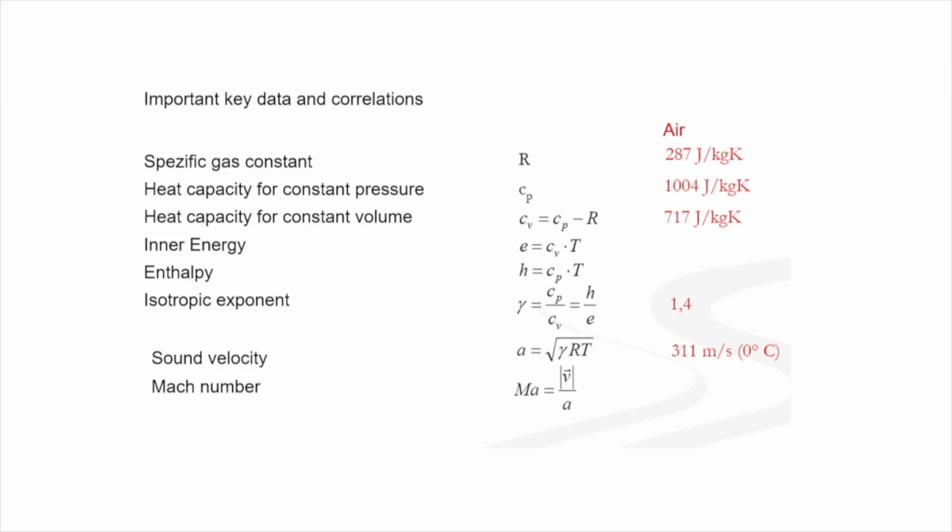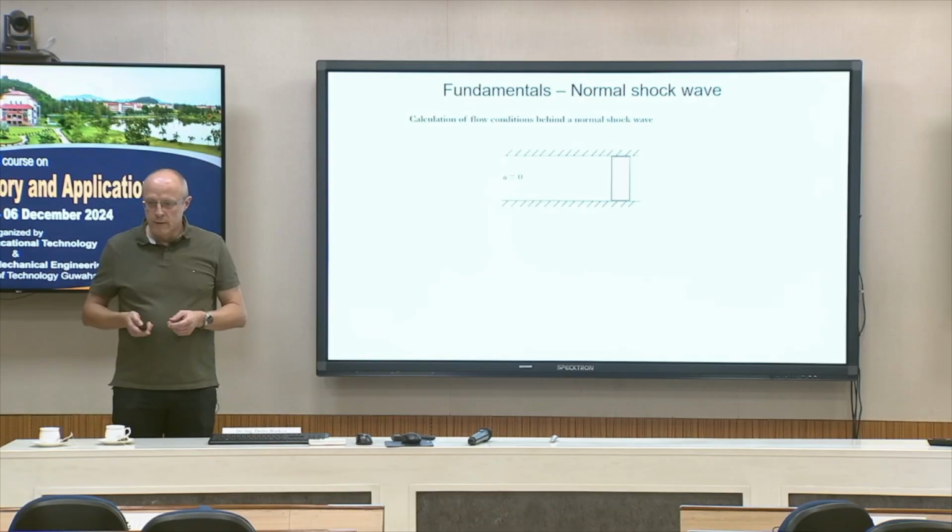So we need to know the thermodynamical data of the gases we use. But these are well tabulated: heat capacity at constant pressure, constant volume, internal energy, enthalpy, isentropic exponent, sound velocity, Mach number. This we can find in literature. This is well known for most gases.